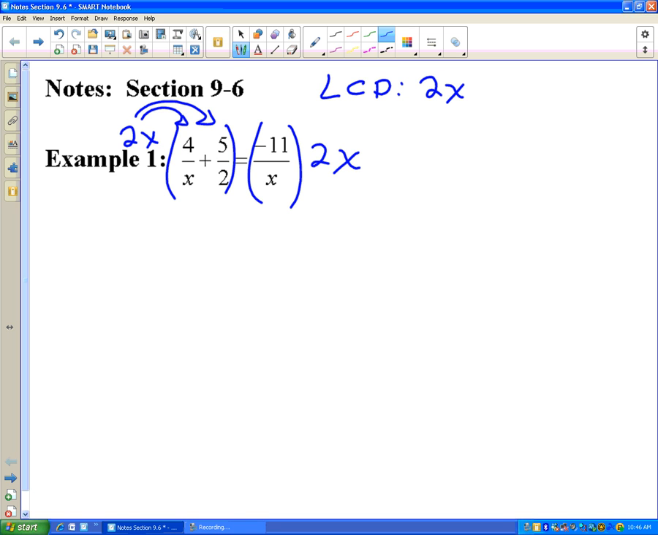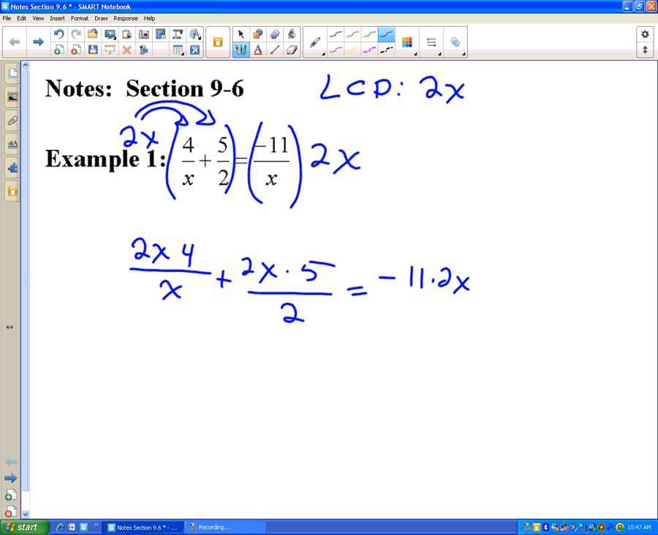So let's see what I get. If I just multiply, I get 2x times 4 over x plus 2x times 5 over 2 is equal to negative 11 times 2x over x. So I'm going to grab my quick red marker. X's cancel, 2's cancel, x's cancel. Here I'm left with 2 times 4 is 8 plus x times 5 is 5x is equal to negative 11 times 2, which is negative 22. This is a lot easier of a problem.